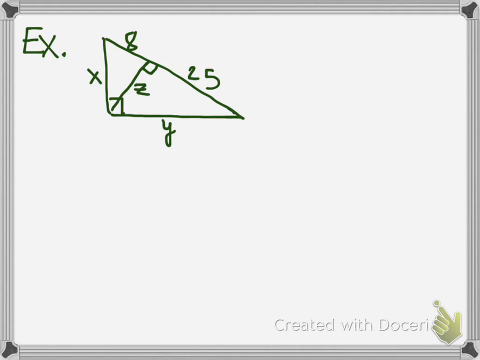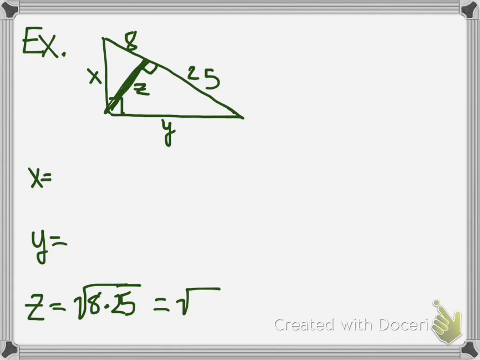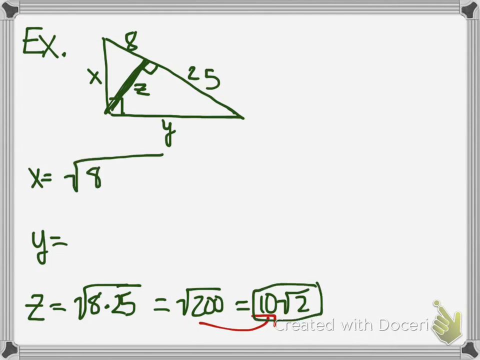Okay, so notice here how I started this out. I've got x, y, and z. Now, again, what I always say would be the easiest thing to do is to start off with the one that's the altitude, in this case, z. All you have to do for that one is say the square root of 8 times 25, and you get the square root of 200, which is 10 square root of 2. And again, if y'all don't understand going from here to here, just let me know and I will answer questions about that.